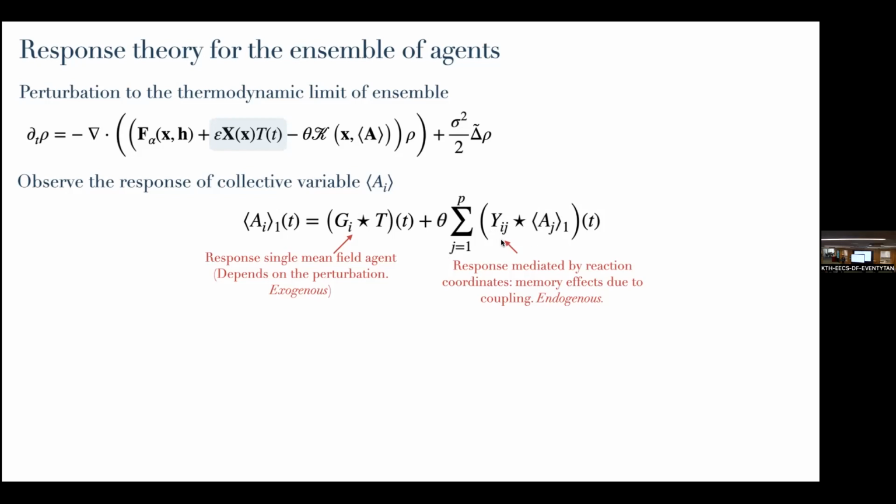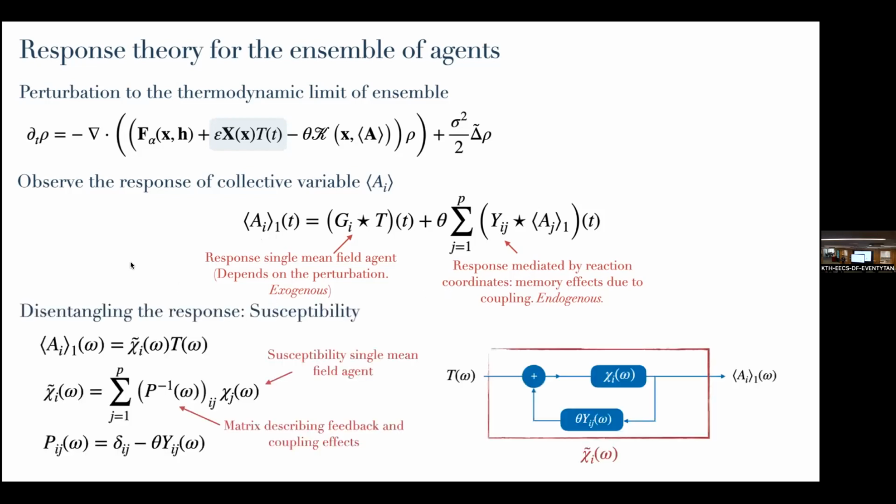And as you can see here, this response term can be attributed to memory effects that are happening in the system. And why are these memory effects there? Because the value of the collective variable at time t depends on all the previous values of the other collective variables at previous times. Physically, this means that the response that you have in the system gets bounced around between the different agents and leads to this memory effect.